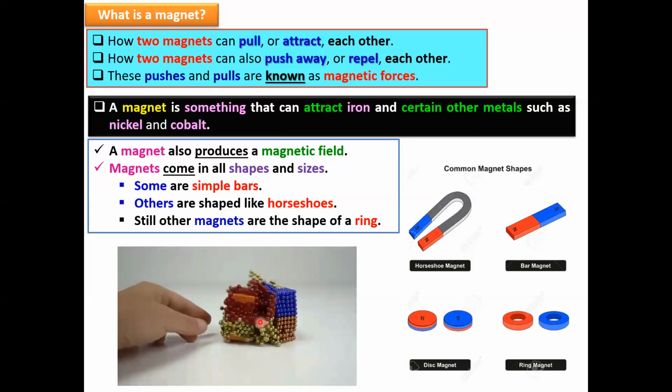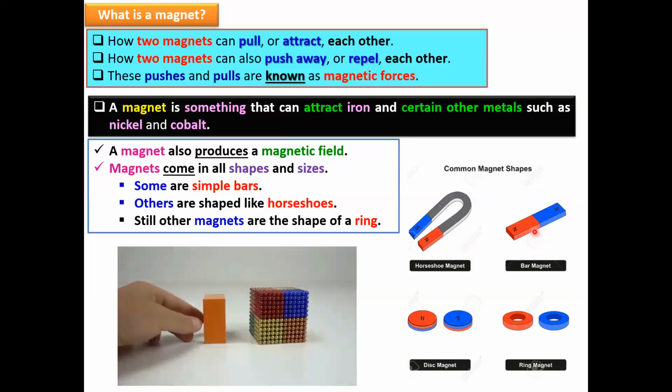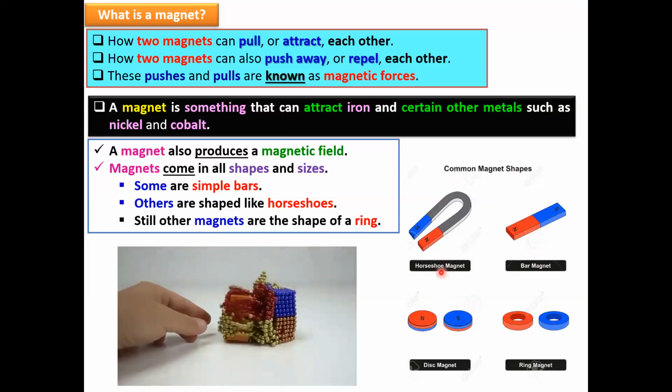Magnets come in all shapes and sizes. They have different types of shape and size, like this bar magnet, this horseshoe magnet, this disc magnet, and these ring magnets. There are different shapes and sizes of magnets, okay?